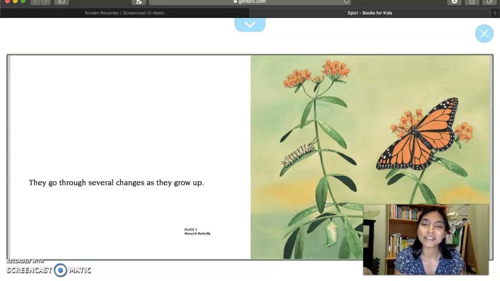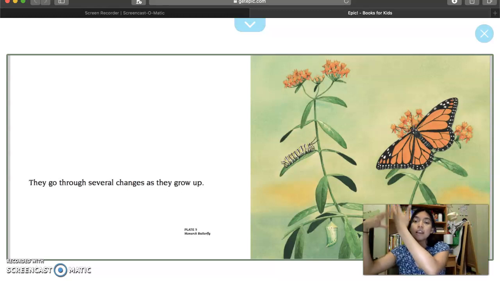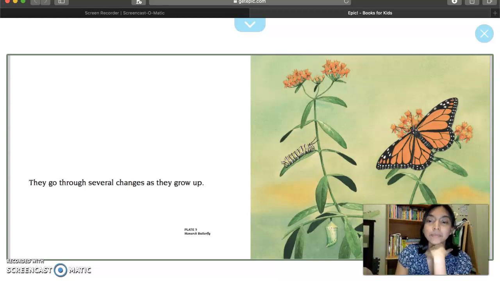Good job, boys and girls. There's the caterpillar. And then if you look a little bit down, it looks like a leaf. It's called a chrysalis. So that chrysalis is the little home of the caterpillar. So it's going to go through a change. It goes from a caterpillar to the chrysalis, and then it's going to turn into a butterfly. Okay?